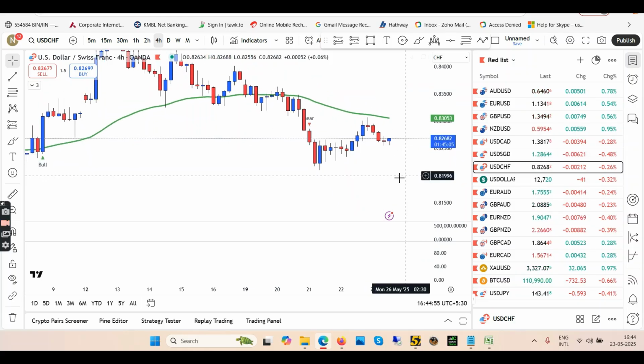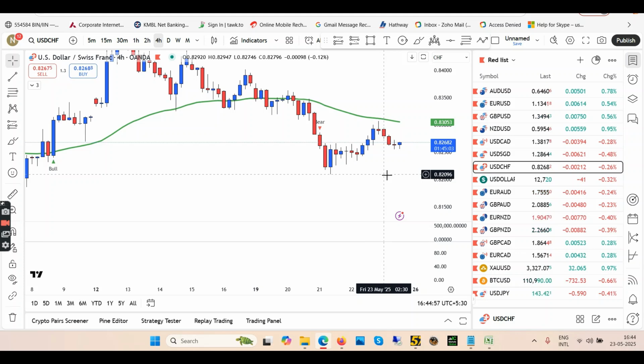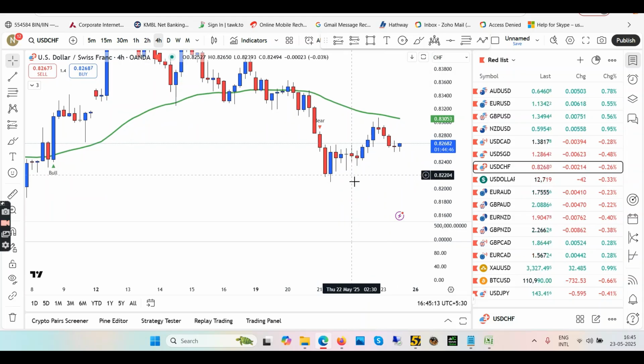Okay, but if you want to trade the USD there, I would say get into Euro USD or GBP USD instead of USD CHF for now, because USD CHF is not a very big mover. You will not get many pips in USD CHF, but as per the technical analysis, all time frames are down.